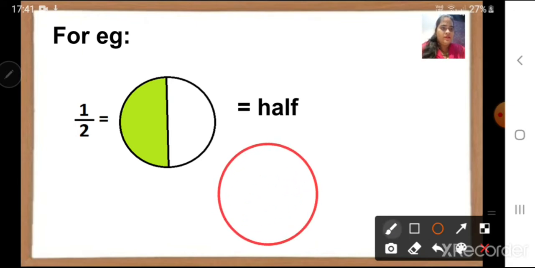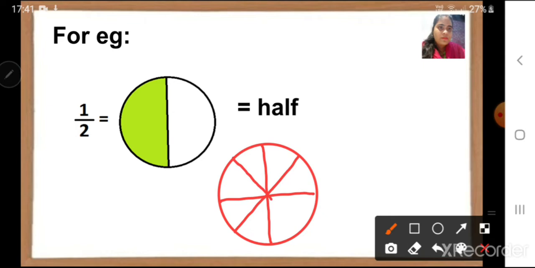Here we have a circle, and I am going to divide it into parts. Now children, how many parts I have divided? 1, 2, 3, 4, 5, 6, 7, 8. 8 parts I have divided. And I am going to shade here 1, 2 and 3. 3 parts I am going to shade.